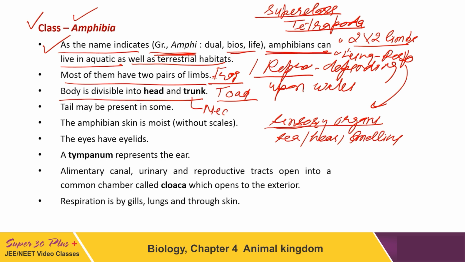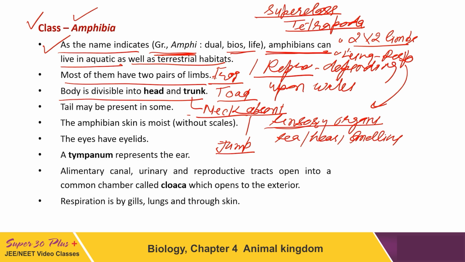Very important one. The neck is absent. Can you tell me, children, what is the significance that the neck is absent? Because they have to jump. They have to jump. They don't walk. They have to jump on land. That's why, to prevent jerk in the body, in the neck, they don't have a neck. Is it right? Did you get it?